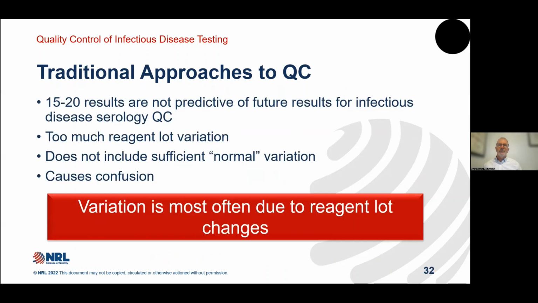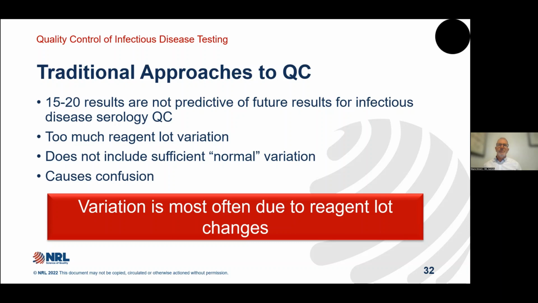Thus, scientists find it difficult to use the 15 to 20 results as recommended by guidelines for the traditional approaches to QC, because those 15 to 20 results are not predictive of future results for testing systems that have enormous amounts of variation. That variation, particularly seen with lot variation, is occurring too regularly to be able to be controlled in a manner that is suitable using traditional approaches.